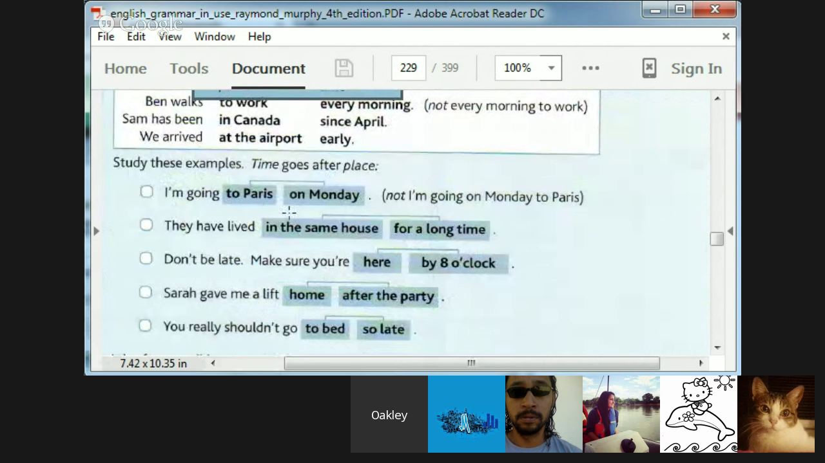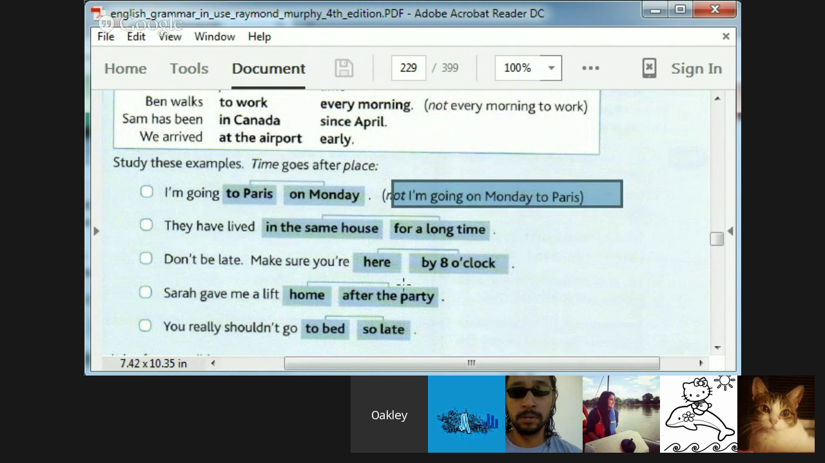More examples. I'm going to Paris on Monday. Not I'm going on Monday to Paris. See, that sounds really weird. There are such phrases: They've lived in the same house for a long time. Make sure you're here by 8 o'clock. It sounds really weird to say make sure by 8 o'clock you're here. Make sure you're by 8 o'clock here. Sounds odd.